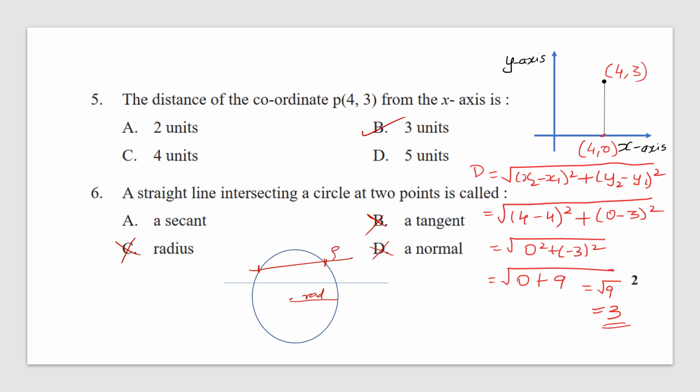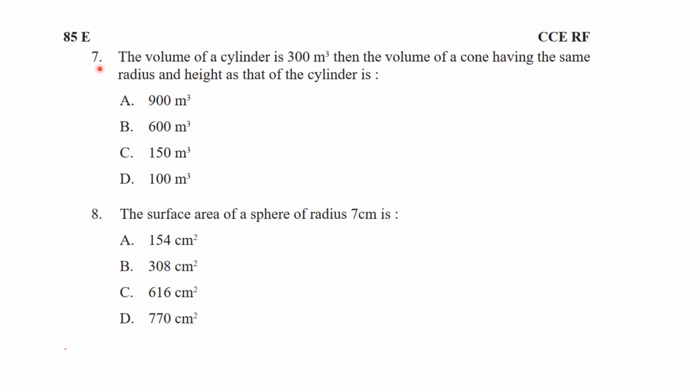This is also called as secant. This is also called as secant. Anywhere if you draw, it meets at 2 points. So this is what is meant by secant. Okay. So option A. Okay, next is 7.